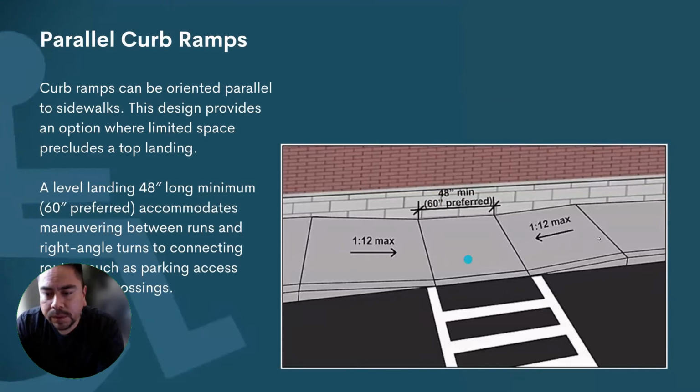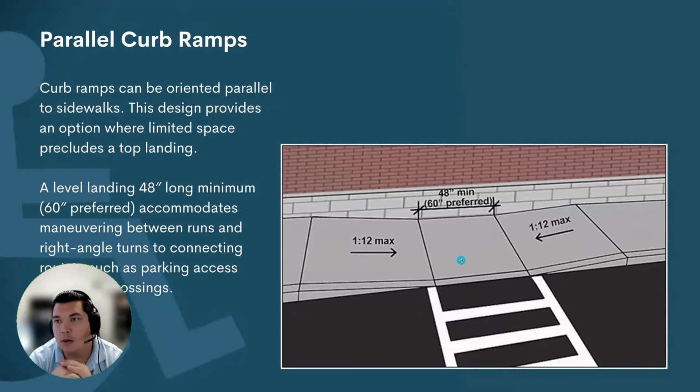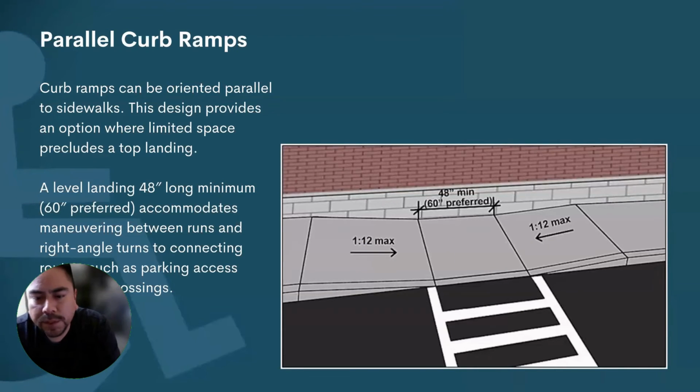Now this is your ramp, 2 ramp segments for this design. 1:12, 8.33% max. Cross slope is always 2%. And this should be level. Whenever you say level, you want 2%.